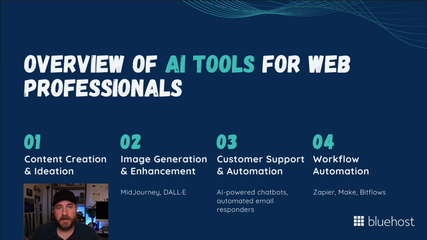2, image generation and enhancement. Midjourney does imagery. DALL-E, which is actually a part of ChatGPT, also does some image generation, and there are lots of other image generation tools out there as well. 3, customer support and automation to help with just that, customer support, some AI-powered chatbots or automated email responders. And 4, workflow automation, things like Zapier, Make, and Bitflows, which take automated workflows and inject AI to help enhance those workflows a bit. And I'll show an example of that in just a few minutes.